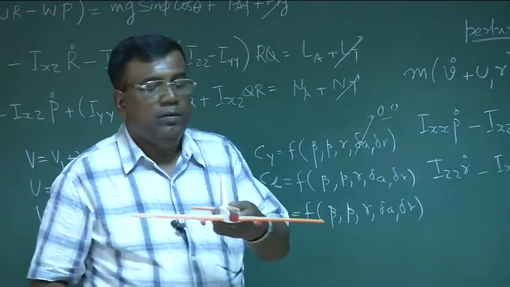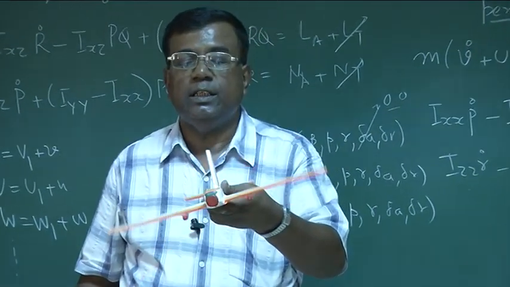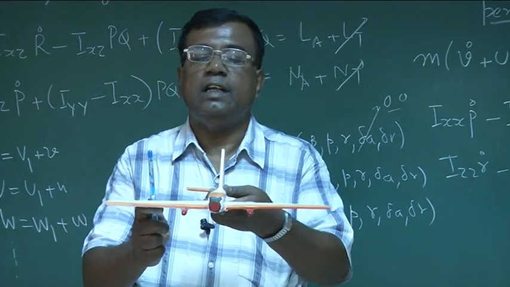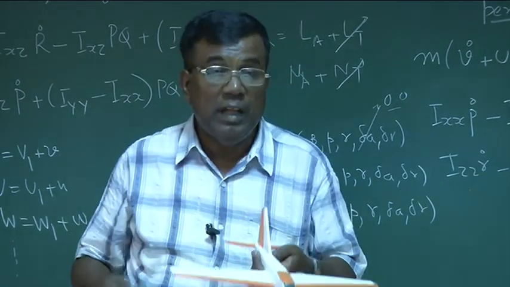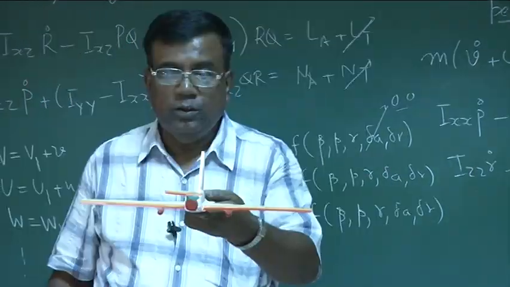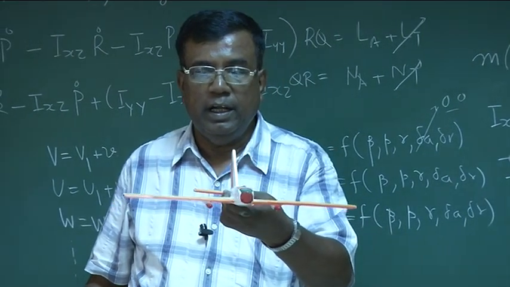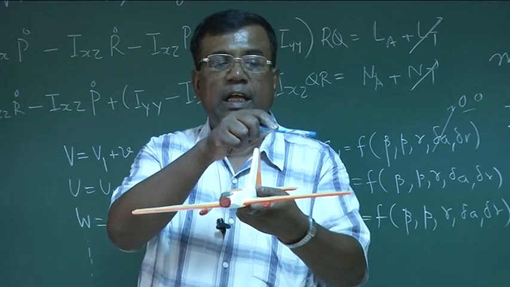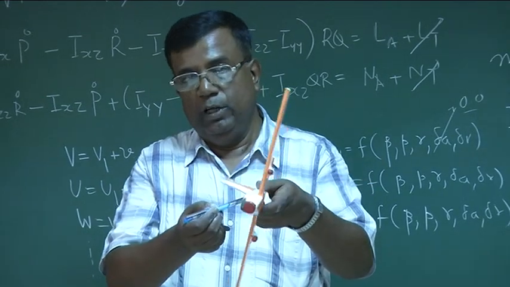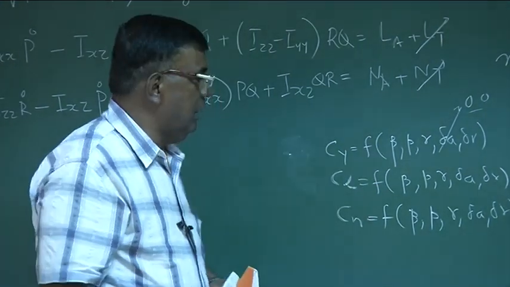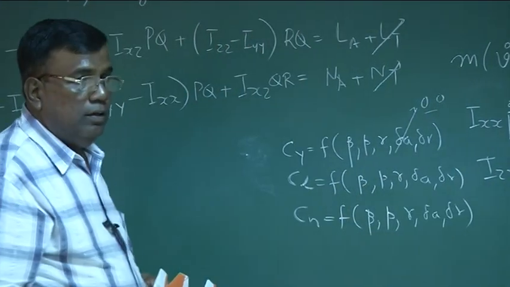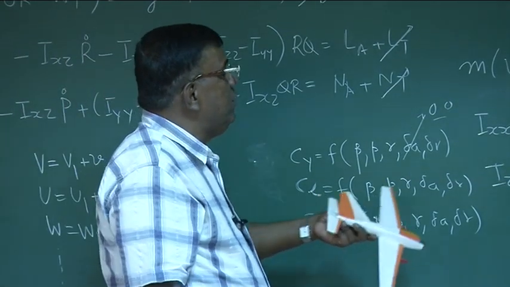What about P? If I roll the airplane like this, this wing will see an additional angle of attack, so there will be a force in this direction, and that will give a rolling moment in the opposite direction, right? It's of damping nature. So Cl also will be a function of P. Cl also will be a function of R. If I put the airplane to a yaw rate like this, the vertical tail will push air in this direction, so it will experience a force in this direction, and this force into this distance will give a rolling moment. So Cl is also a function of R, and anyway, naturally the rolling moment will be a function of aileron delta A, and the rolling moment will be a function of delta R.